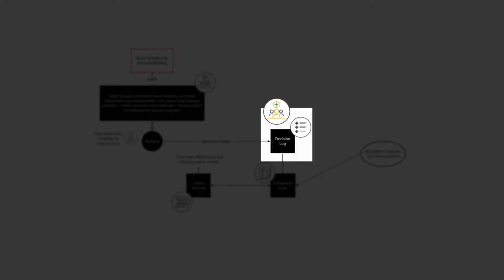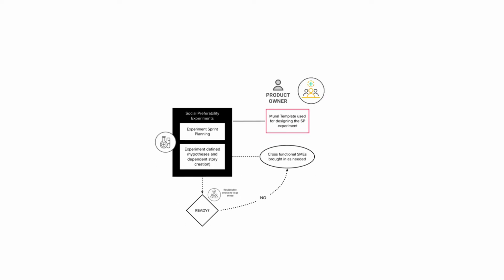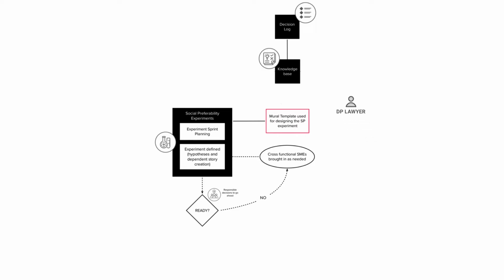Relevant notes from the session are added to a key decision log by the product manager of the core ethics team, and a new social preferability experiment is added in the Jira project pipeline. The product owner is brought into a session with the core team to plan out the experiment with a tight 5-day sprint being defined. But there needs to be some additional perspective from other subject matter experts from the business before it is ready. One of the data protection lawyers is brought in to clarify some questions. All the relevant material is easily accessible and available to them.